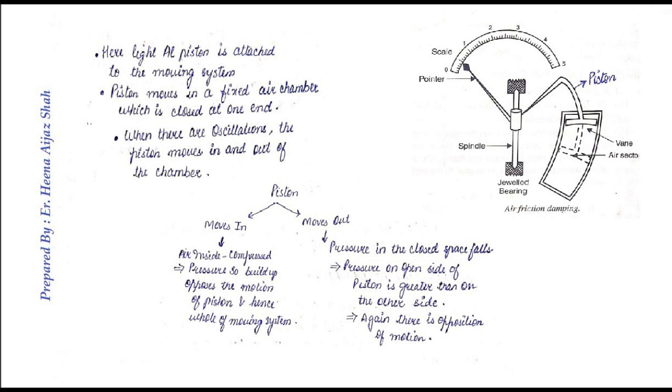Now, what happens when the piston moves out? When the piston moves out, the pressure will decrease in the air chamber. So the pressure on the open side of the piston will be greater than on the other side. Again, there will be opposition of motion. So by this opposition of motion, it is able to damp the oscillations.